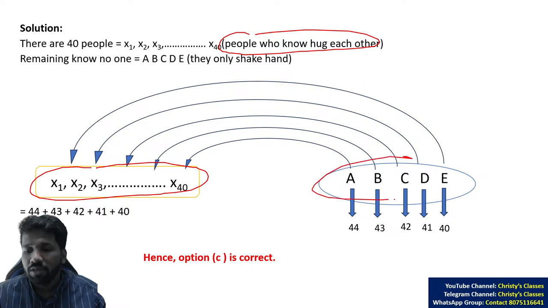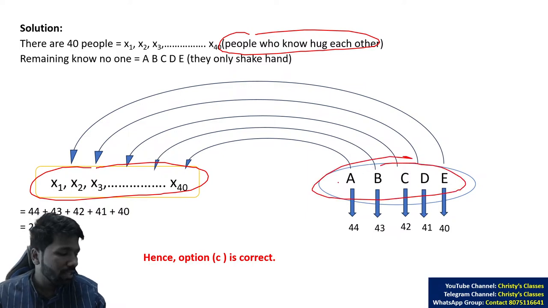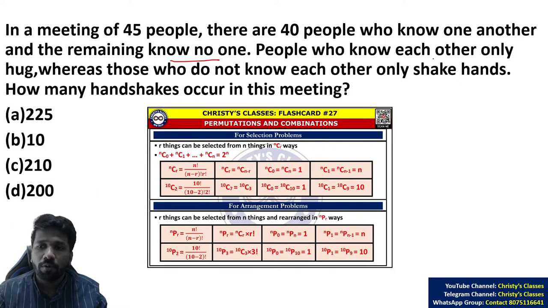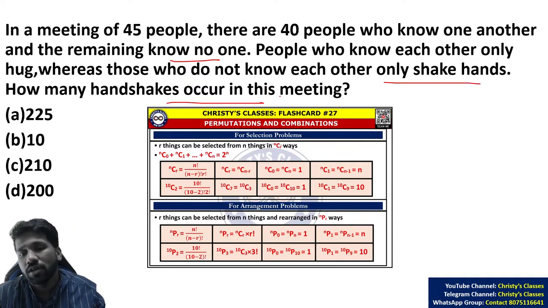So I will call them A, B, C, D, E. They don't know each other also. They don't know X1, X2, X3, up to X40 also. People who knew each other only hug, whereas those who do not know each other only shake hands. How many shake hands occur in this meeting?